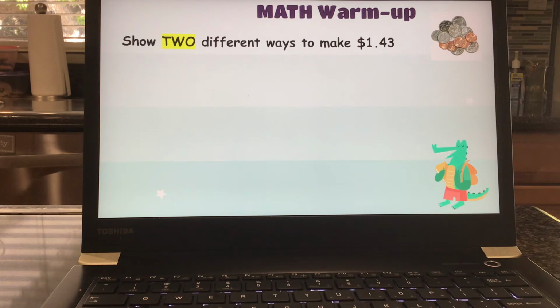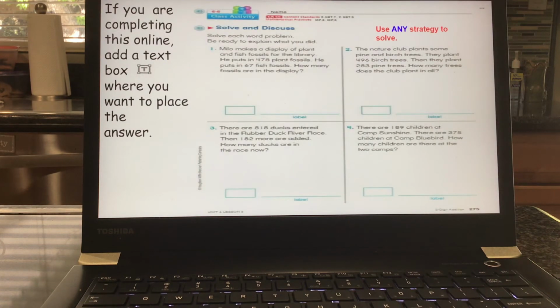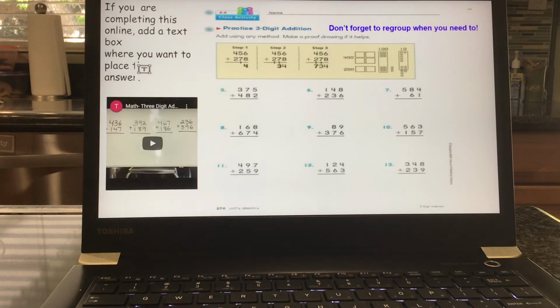Math warm-up, I want you to show me 2 different ways to make $1.43. And you have 4 word problems on the next page. Remember, you're welcome to use any strategy that you'd like to solve this. And then you have some addition of 3-digit numbers on the next page. And I want you to remember, if you need to regroup, make sure you do that. I have a little video there as a reminder on how to do this. I know we haven't been together in a few weeks, so if you need the reminder, go ahead and watch that video.